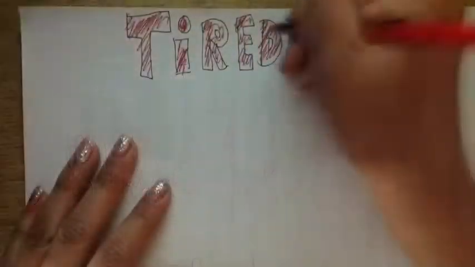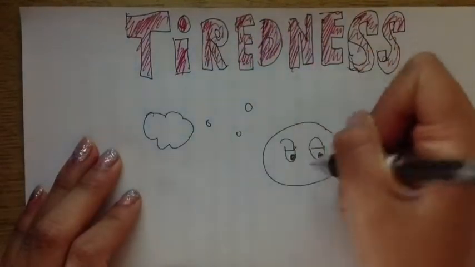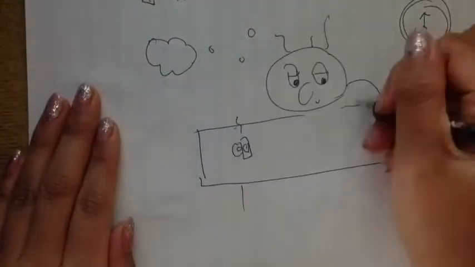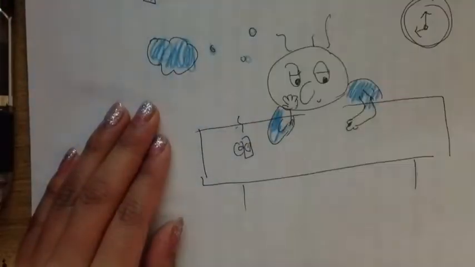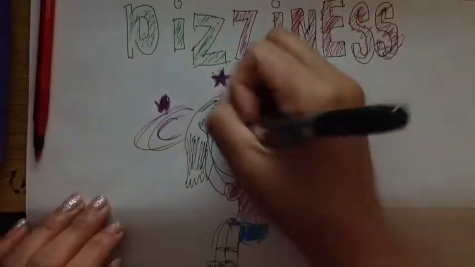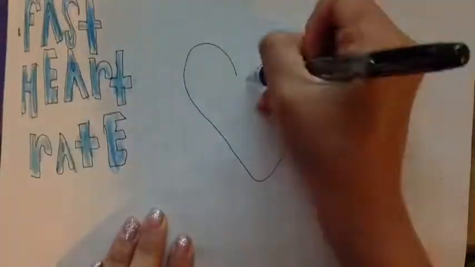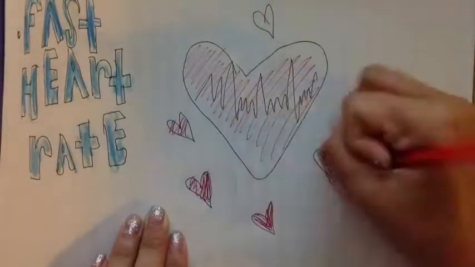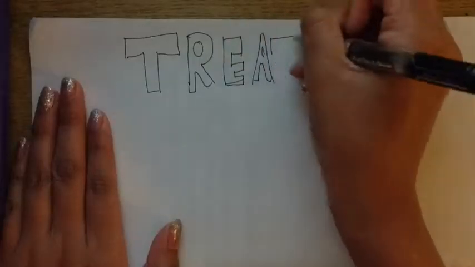Here are some of the symptoms of sickle cell disease. The first one is tiredness. You feel very tired with sickle cell anemia. Dizziness, because you don't have a lot of oxygen. It's hard for you to breathe. Fast heart rate. And now some of the treatments for sickle cell disease.